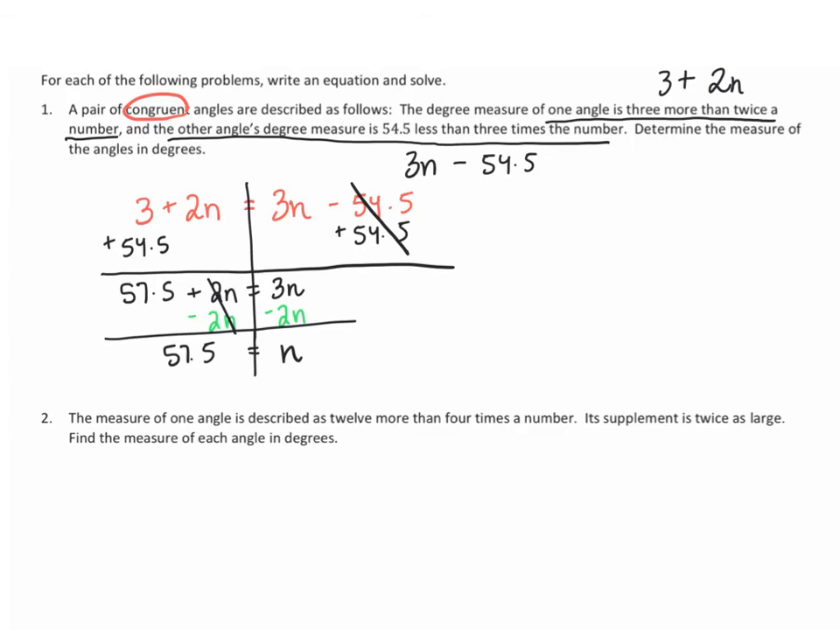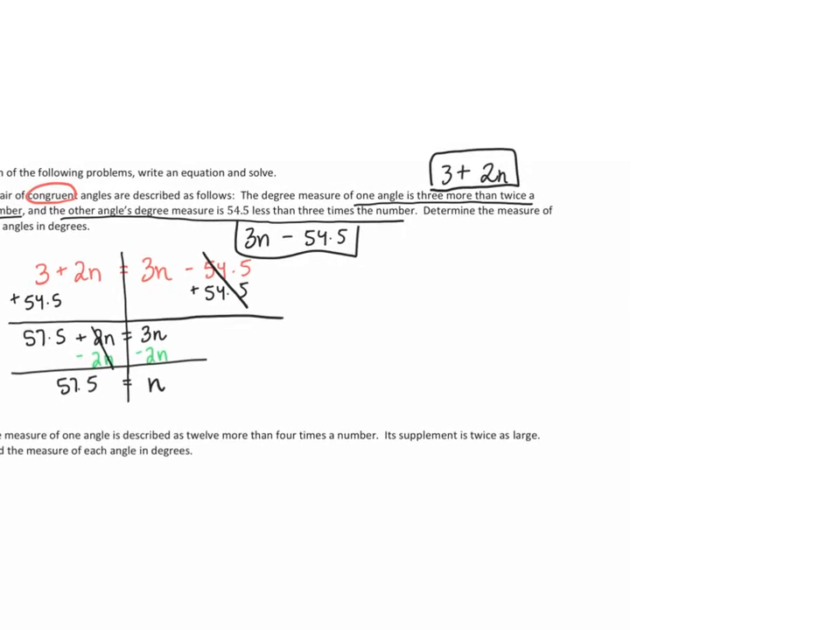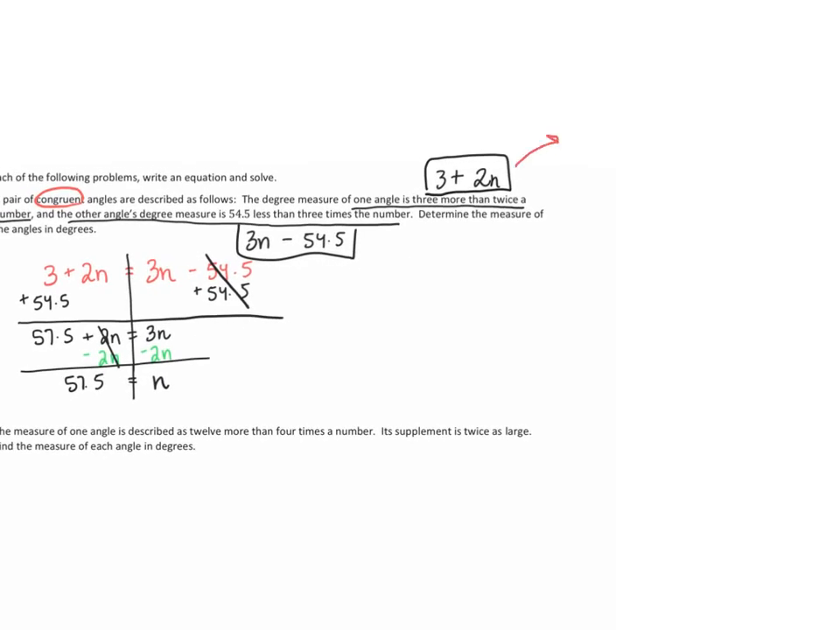So, I now know what this n represents, but I don't know what my two angles represent. So I'm going to have to apply this to both this first expression I came up with and this second expression I came up with to get my answers. So I'm going to start with this first one right up here, 3 plus 2n. This now becomes 3 plus 2 times 57.5.